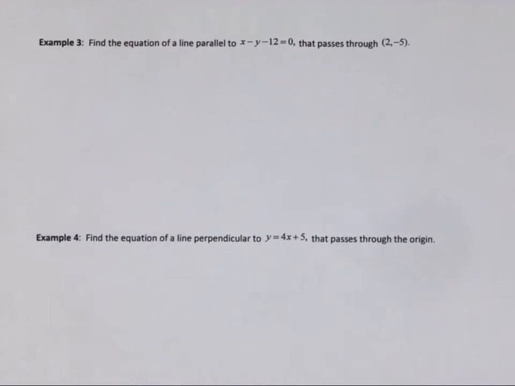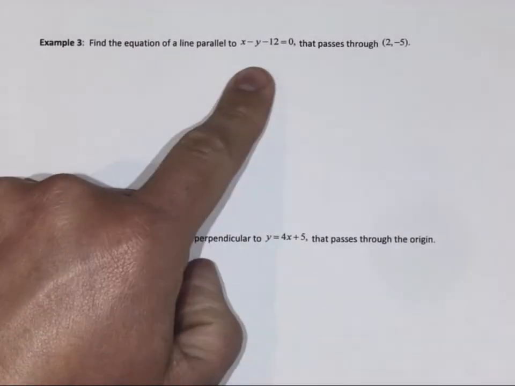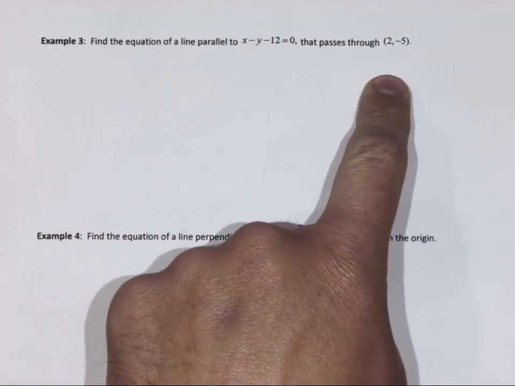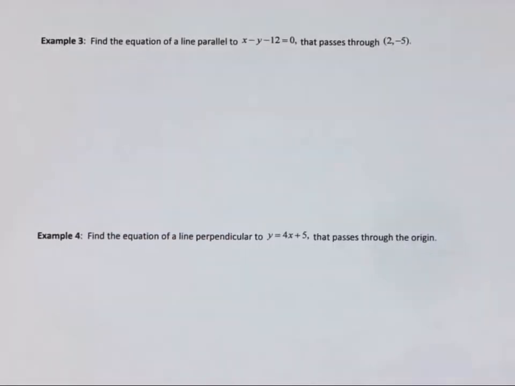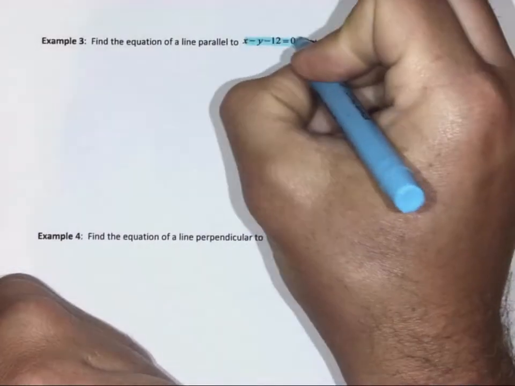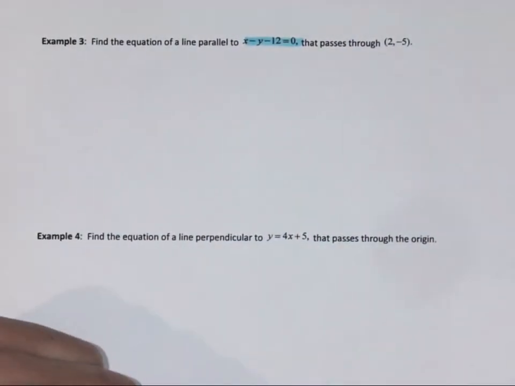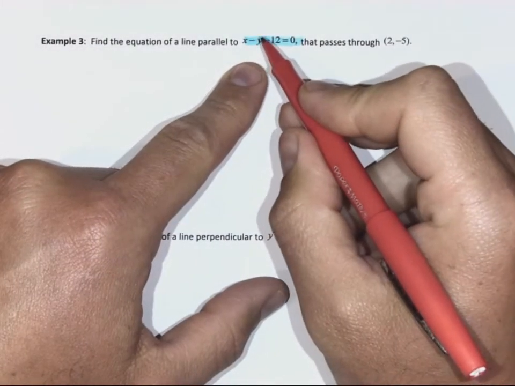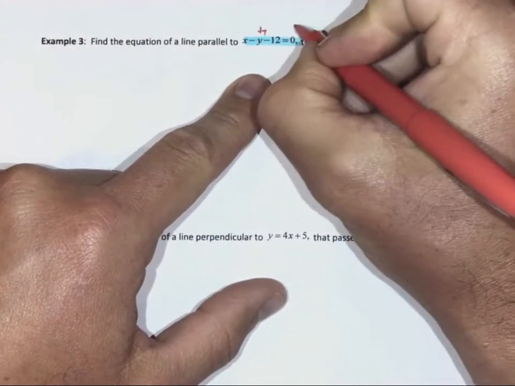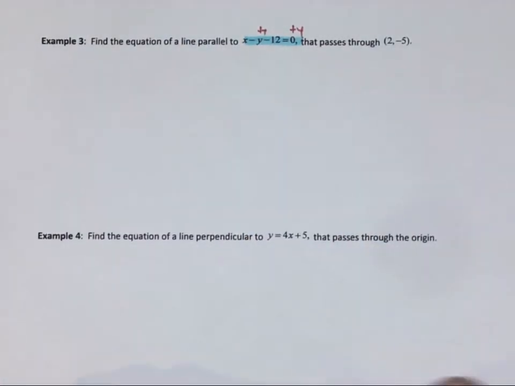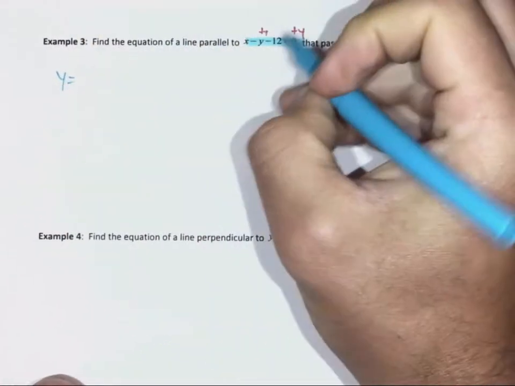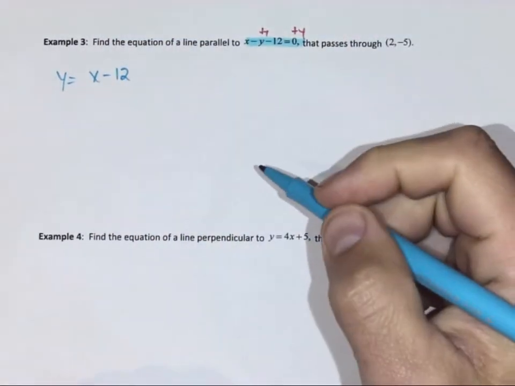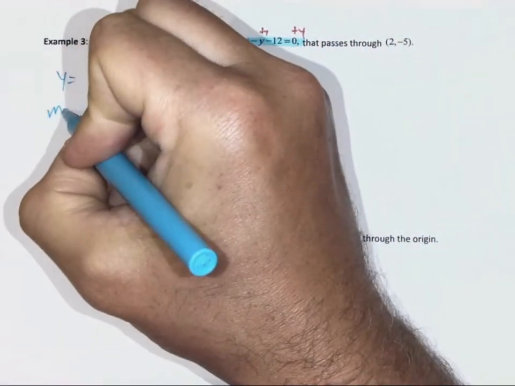A few more examples. Find an equation, line parallel to that, passes through that point. If it's parallel to that line, we want to know the slope of that line. Okay, to get slope, let's see what we can do. Let's add y to that side, means add y to that side. So I'm going to have y equals x minus 12. Now that I know that, I know that my slope is 1.